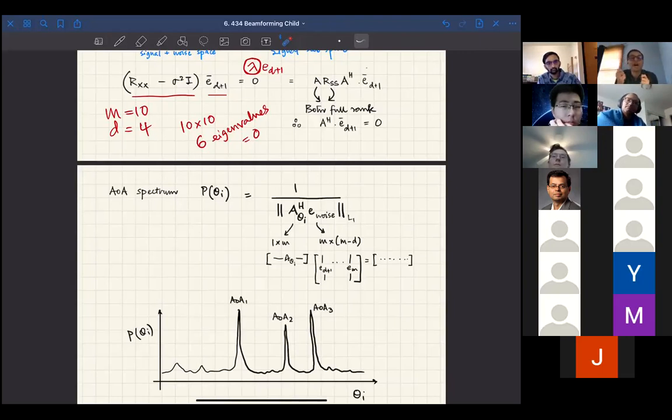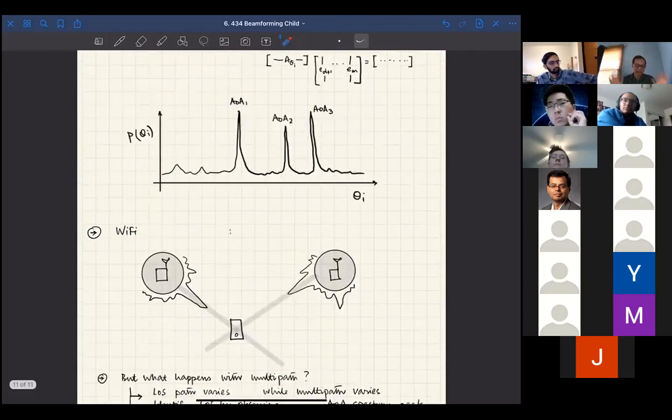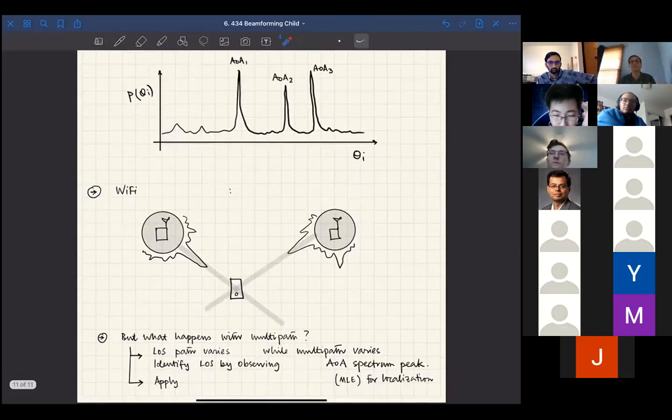So therefore, we now have a way to check if the direction that we are testing for is correct or not. How do we check? We get the basis for the noise subspace, and we multiply and we see if they are orthogonal or not. If they're orthogonal, we know we got the right AOA vector. Okay. That's the high level takeaway. Again, if you've understood that much, good enough.